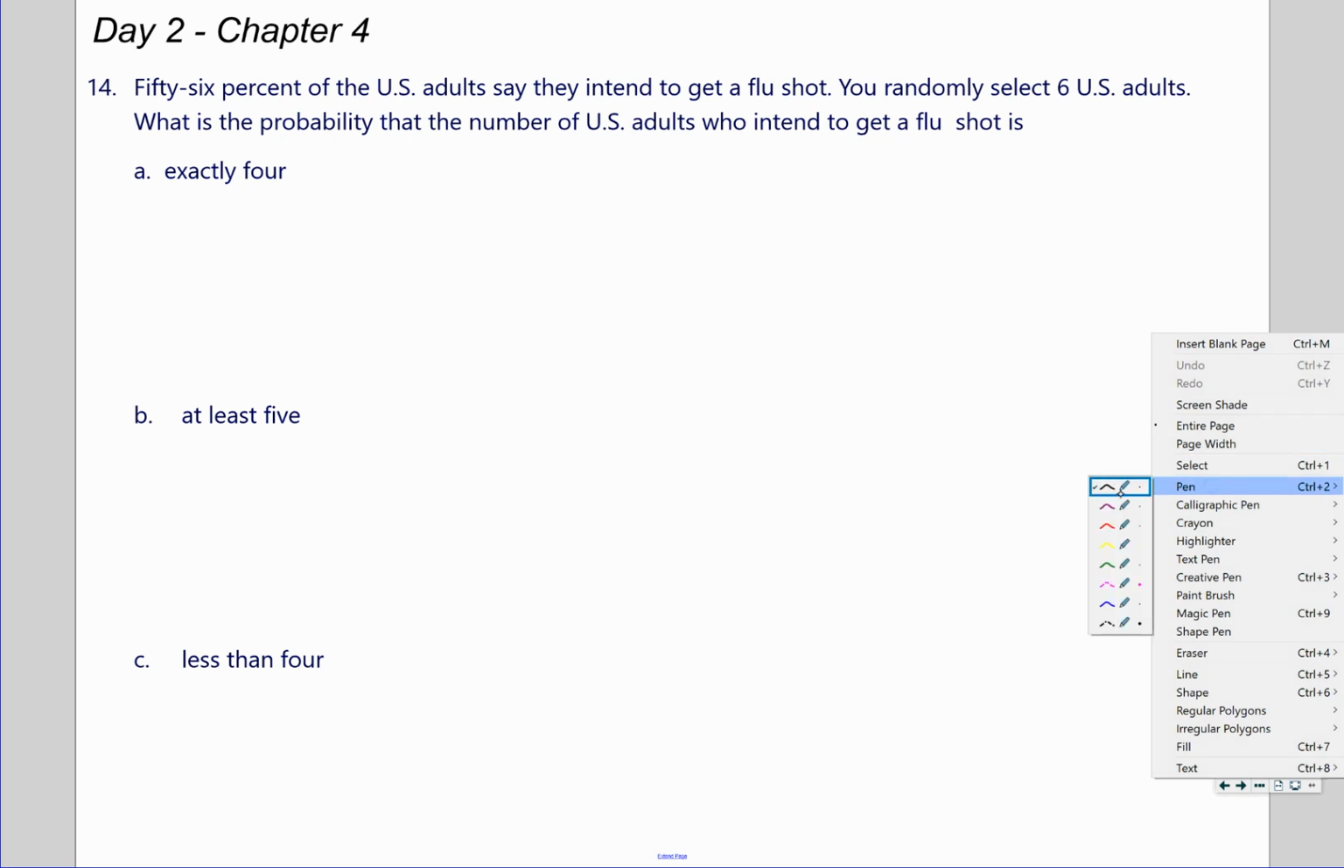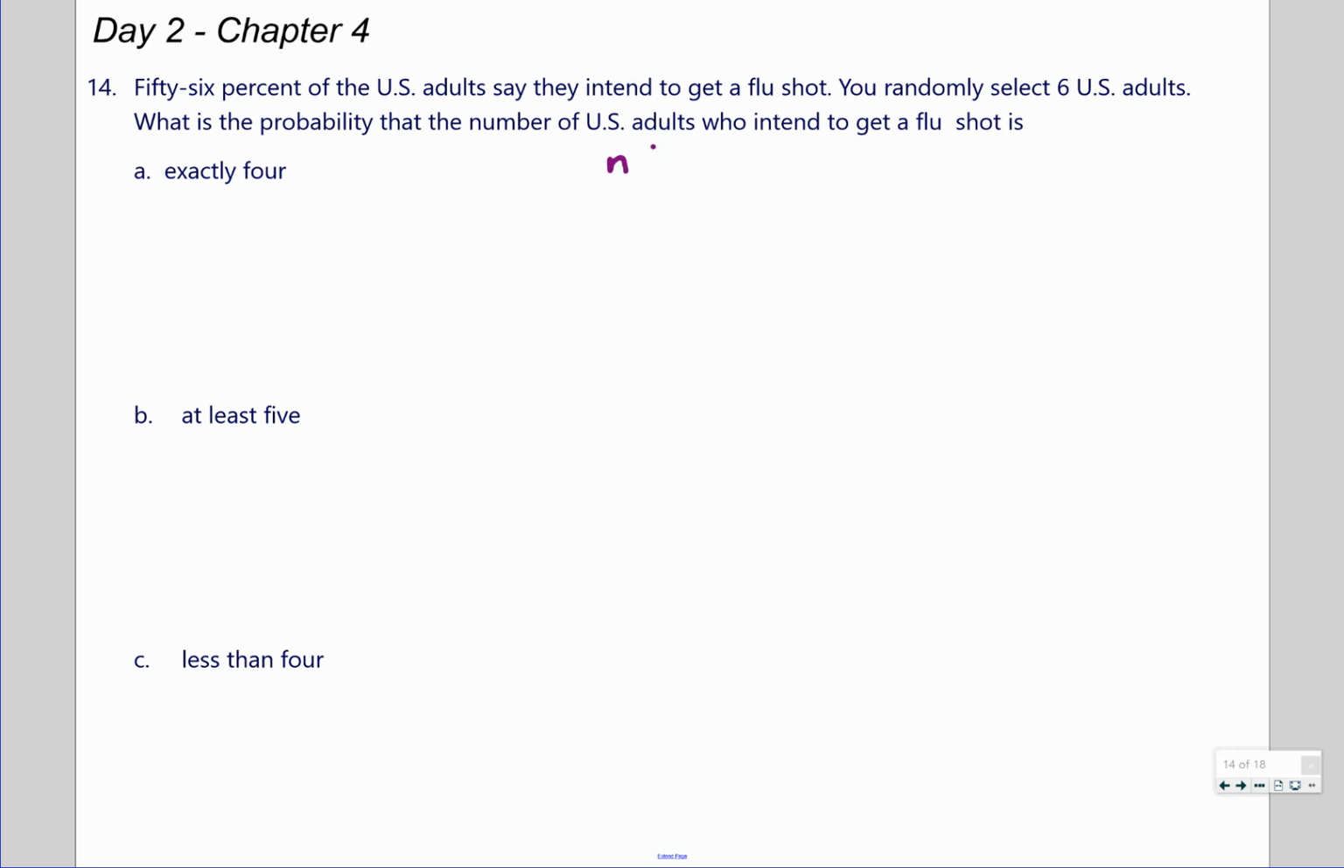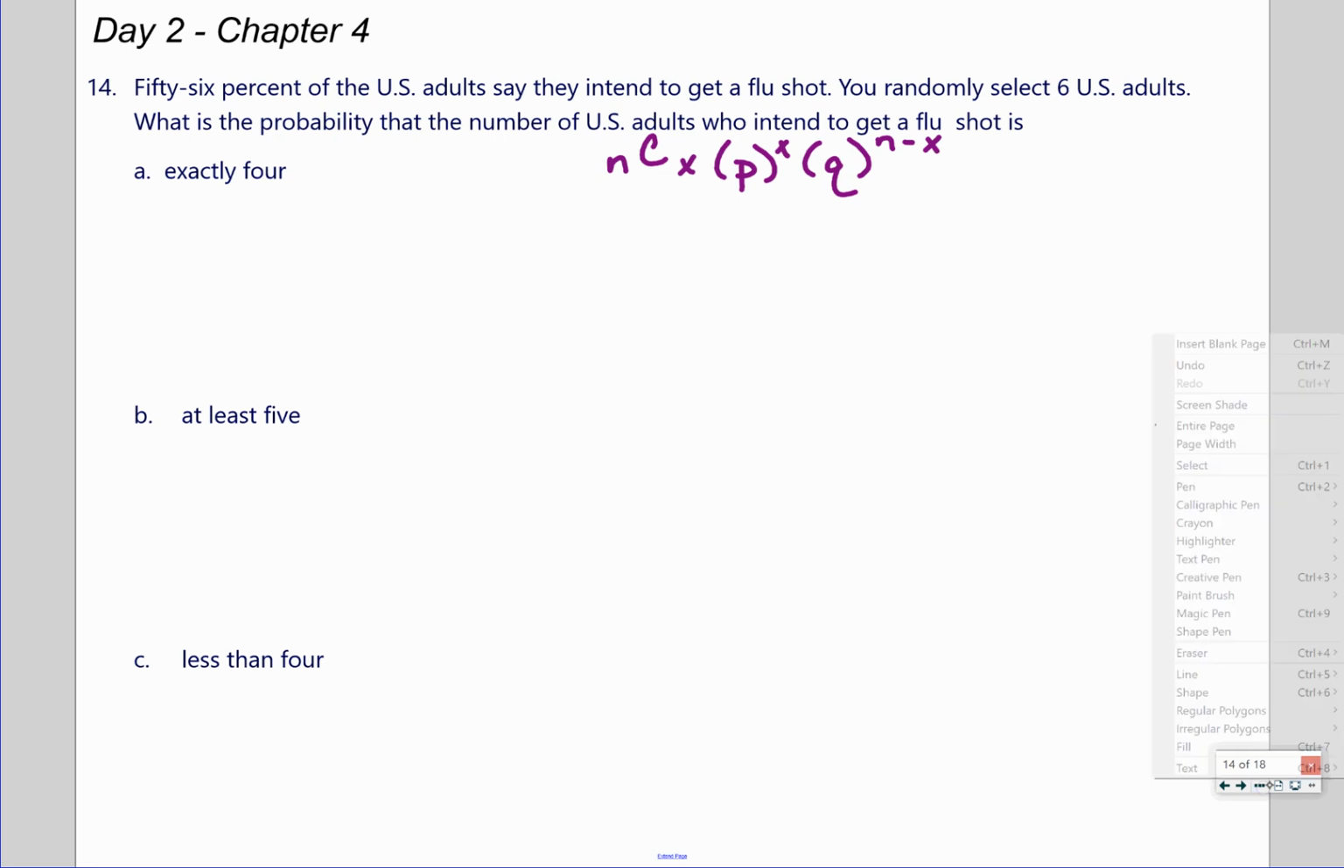Is as follows. N choose x, and then we take p to the x power and q to the n minus x power. Okay, so n is how many we're choosing, x is how many successes we have, p is the probability of success, and q is the probability of failure. So let's say we want exactly 4 successes. How many people are being chosen in the group? 6. So it's going to be 6 choose 4.